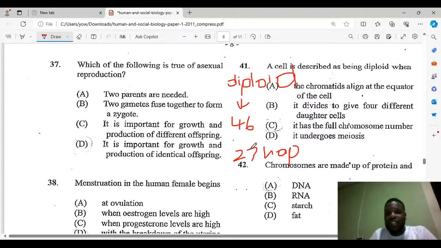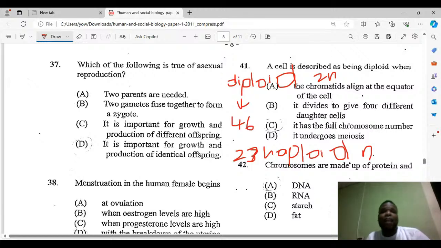So, what is this? 23? Right. So this will be haploid. Diploid is 2N, and haploid is N, because N is half of 2N. Half of 2N is N. So diploid is 46, haploid is 23, haploid is half of 46. So haploid will be meiosis, diploid will be mitosis.